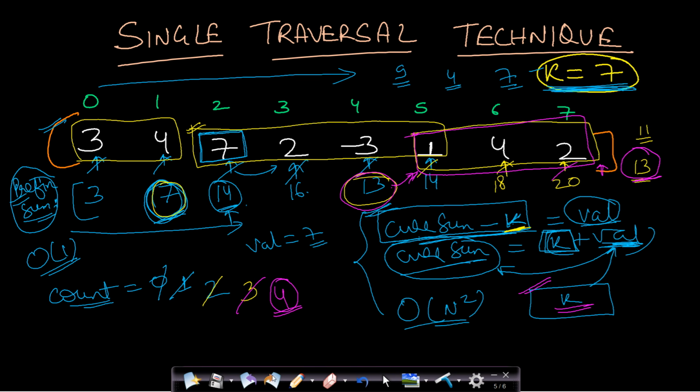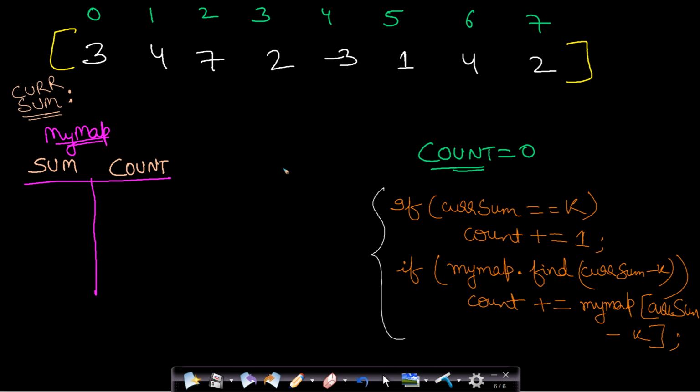So let us see how we can solve this by hash map and optimize the solution further. We will follow the same method. I will start with index 0. I will write here 3, and our k value, you know that it is 7. Now 3 is not equal to 7, and 3 minus 7 is also not present in our map. So we will just insert this new sum and its count, that is the number of times this sum has occurred, as 1, and we move on to the next element.